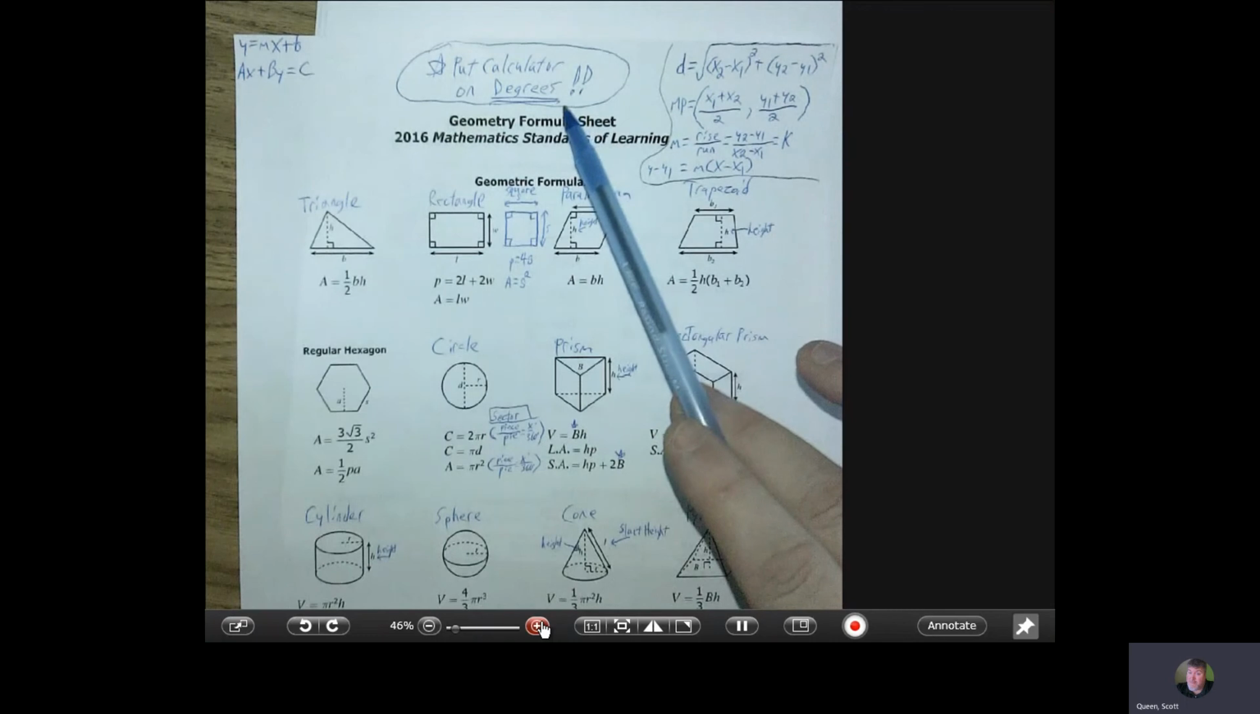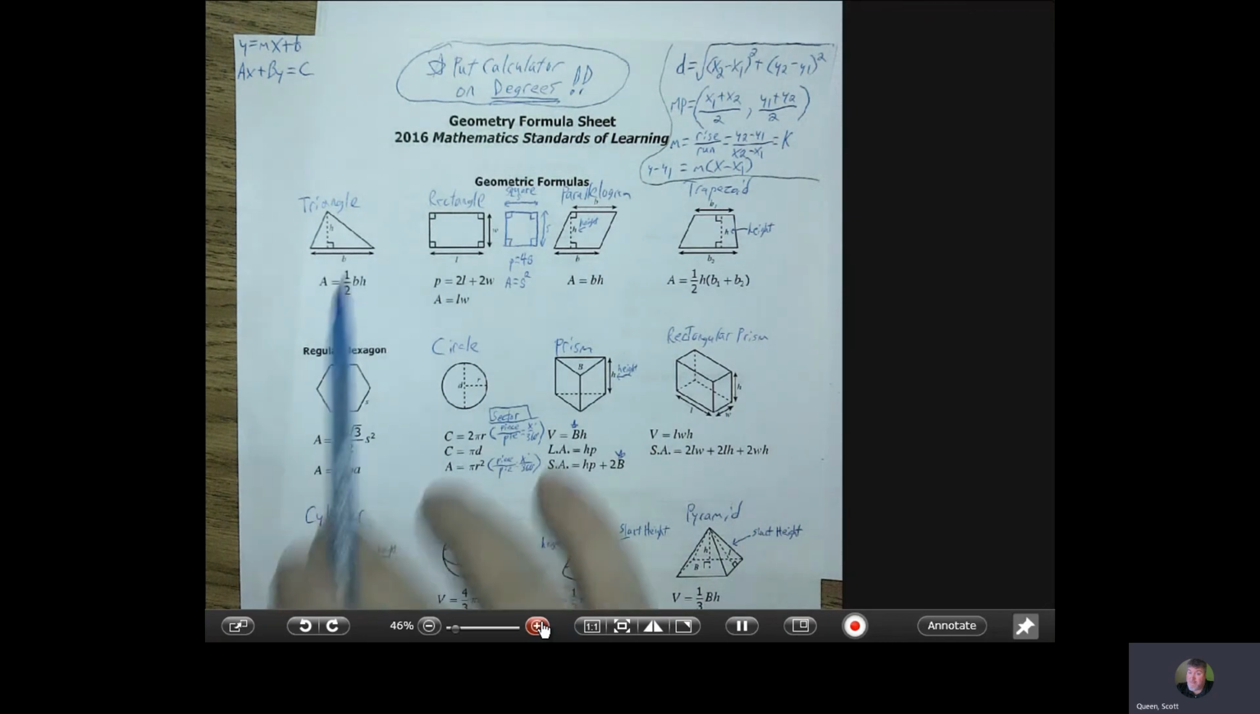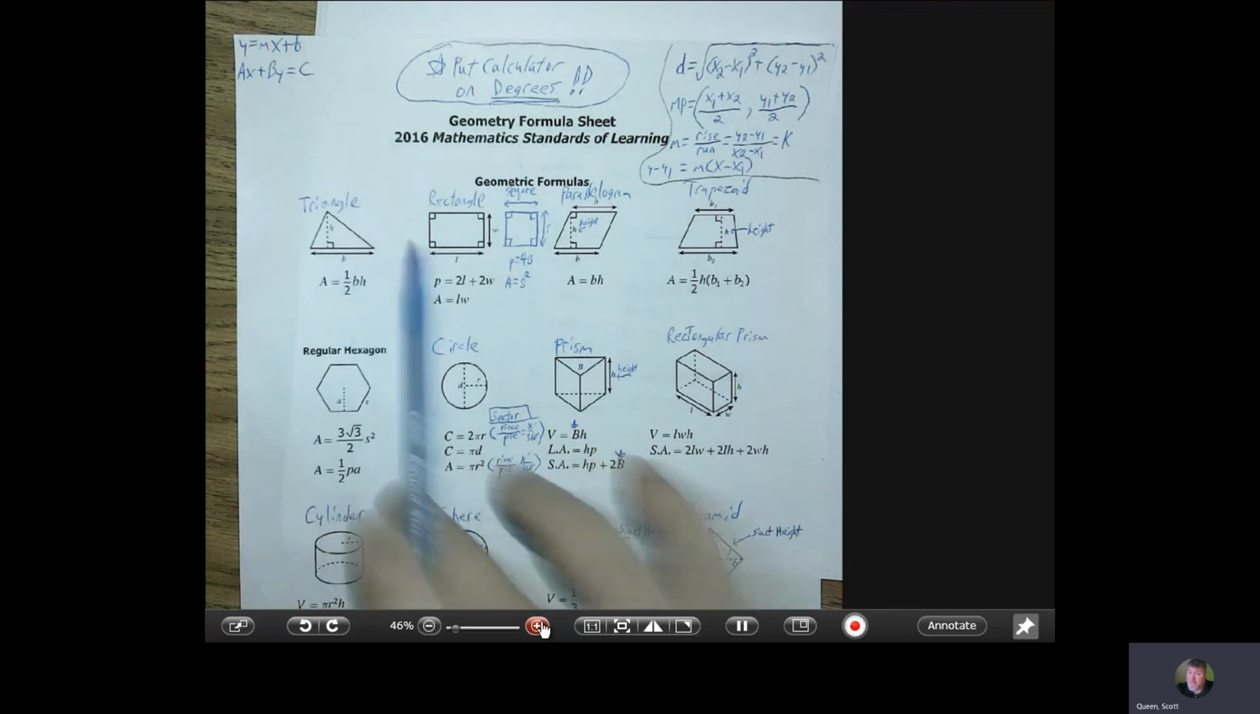Right up top, I also wrote a reminder for myself: put my calculator in degrees. I'm going to keep hammering away at that because I would hate for y'all to miss 4 or 5 trig problems because it wasn't in degrees. You know what I mean? And then all this other stuff, for the most part, is just things that I labeled because they don't label it for you. Like obviously this is a triangle, but I wrote triangle.